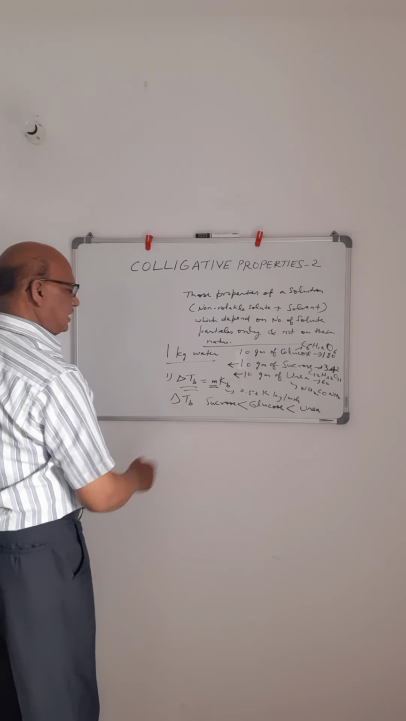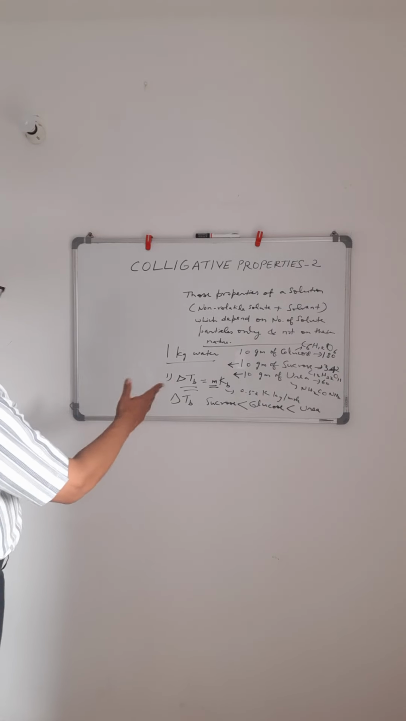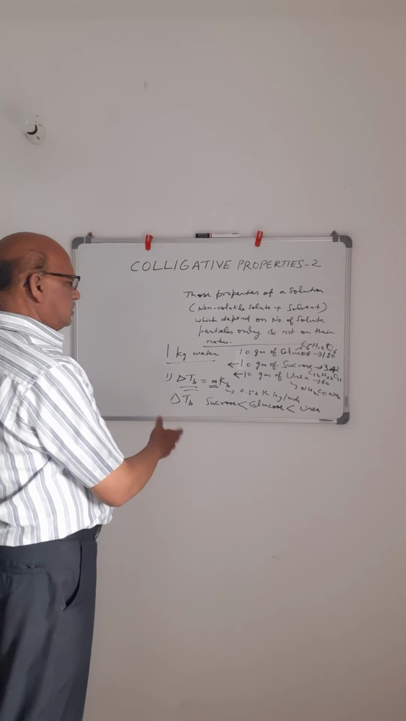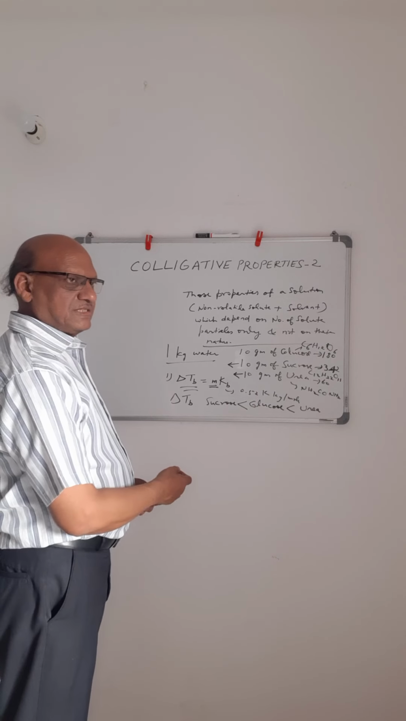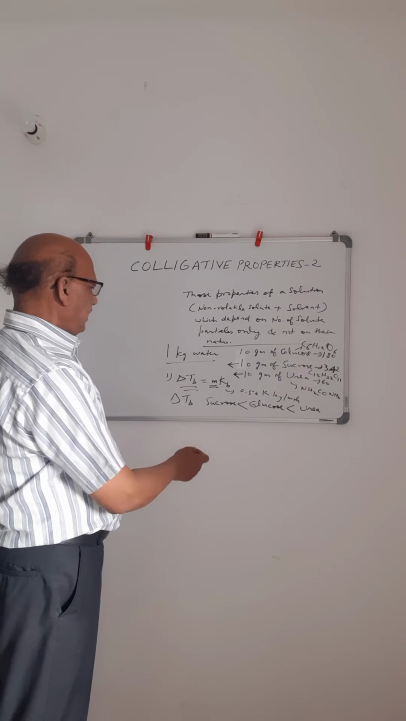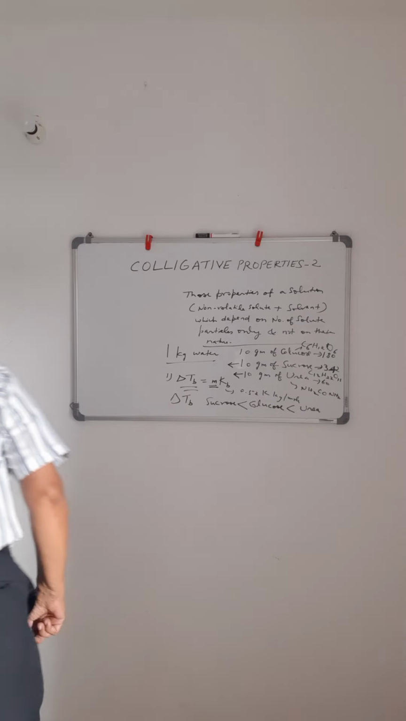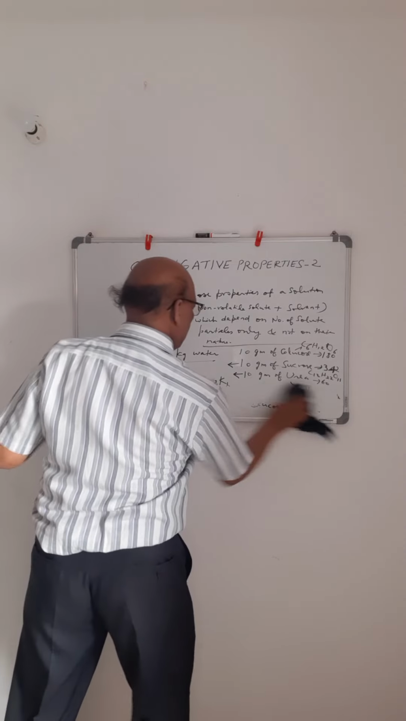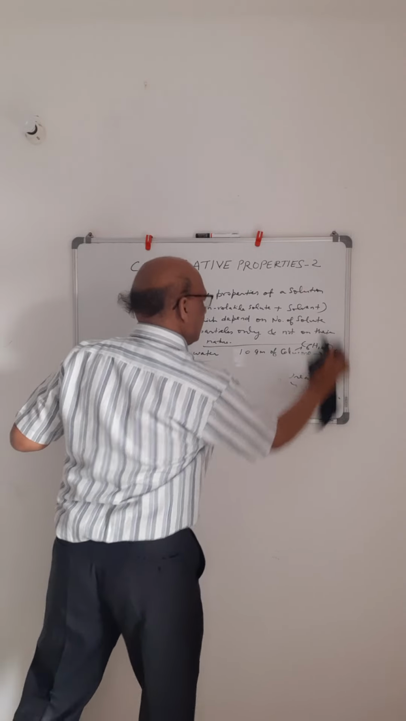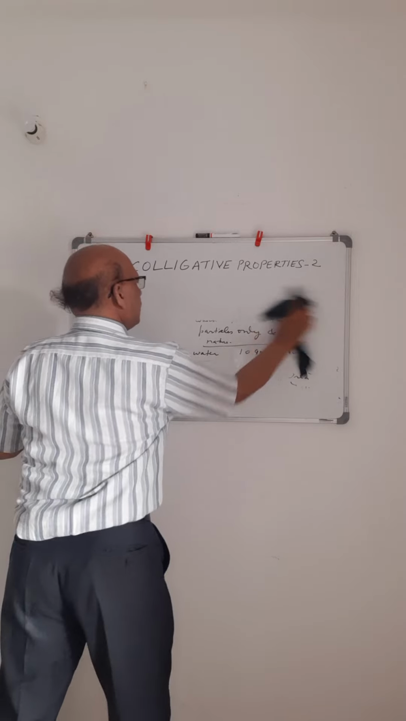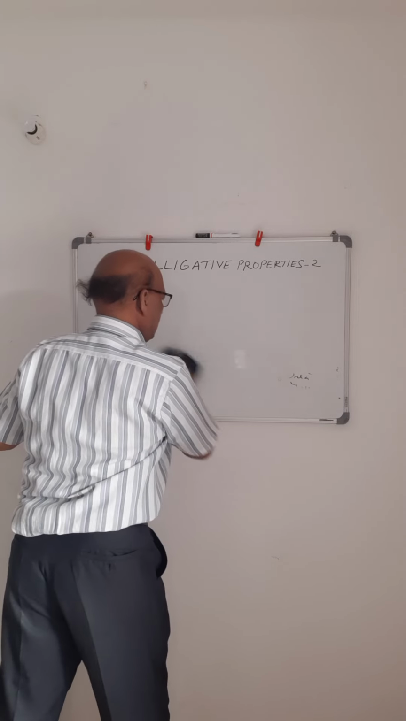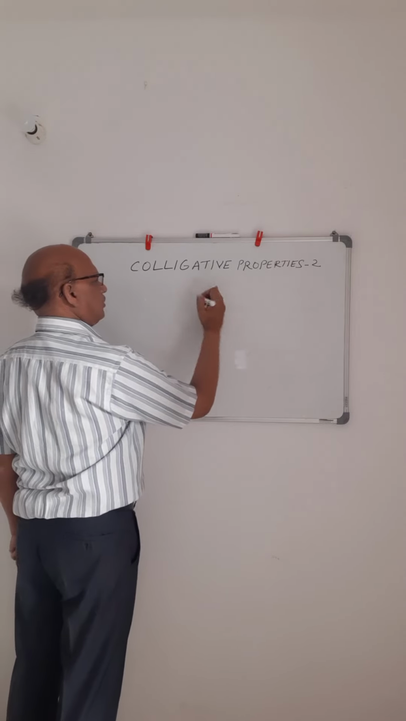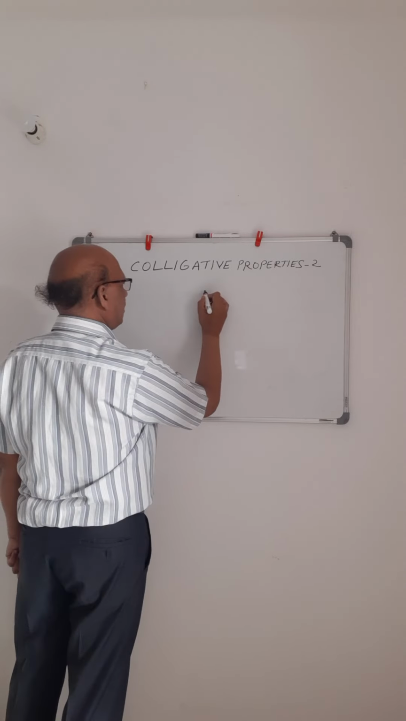So this trend of delta TB will be there, and that will be the same trend for depression in freezing point, as well as the relative lowering of vapor pressure and the osmotic pressure. Same trend will be followed, because all are colligative properties. So we can say that the colligative properties depend only on the number of molecules.